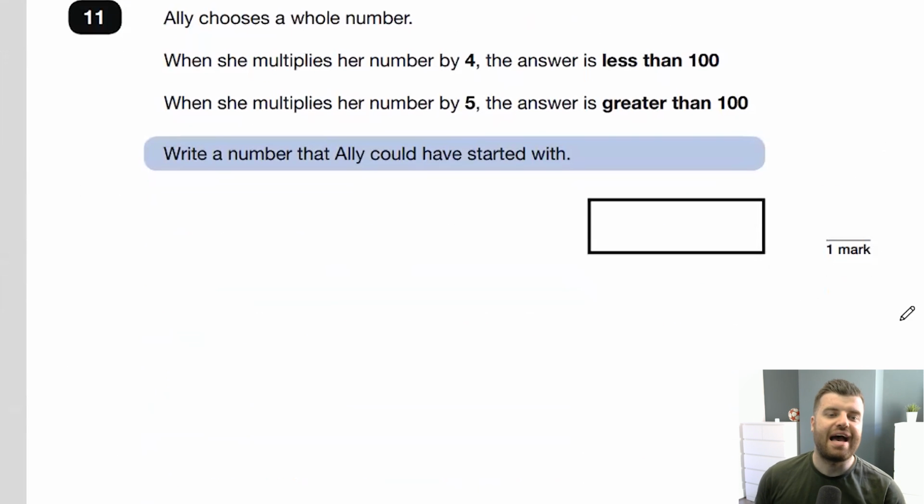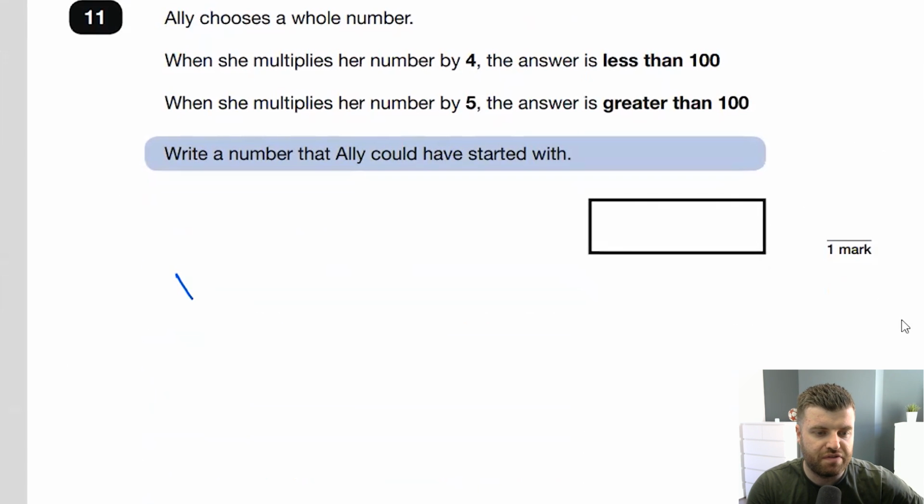Question 11. Ali chooses a whole number. When she multiplies her number by 4, the answer is less than 100. When she multiplies her number by 5, the answer is greater than 100. Write a number Ali could have started with. Well, we need to make sure our answer is around 100, right? So we're going to multiply something by 4, and it needs to be around 100. So we can use trial and improvement here. Funnily enough, I know that 25 times 4 is exactly 100. So could that be an answer?